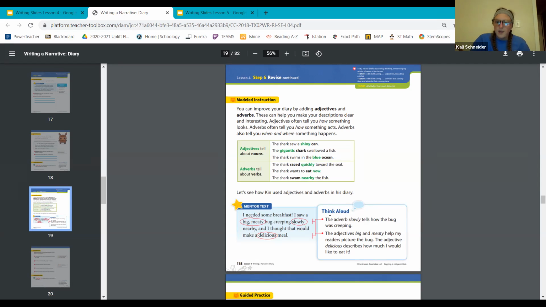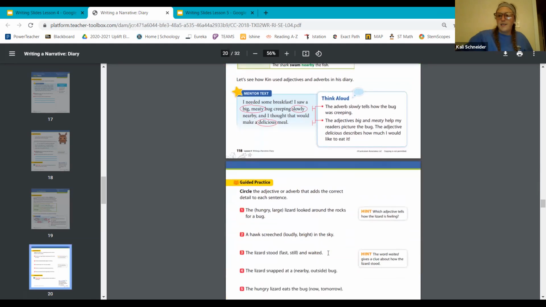So thinking aloud, the verb slowly tells how the bug was creeping. And the adjectives big and meaty help my readers picture the bug, right? So what kind of bug was it? It was big and meaty. And the adjective delicious describes how much I would like to eat it. So I hope that we were able to understand a little bit more about adjectives and adverbs today. So we're going to go ahead and turn to page 119 now to do some practice with these.